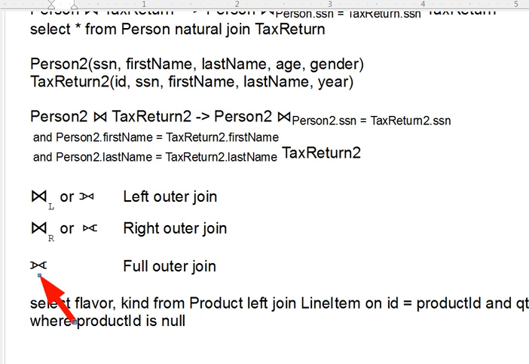So a final question 4 here. With that in mind, write the SQL that I just added here to the notes in RA notation. So this SQL statement right here.